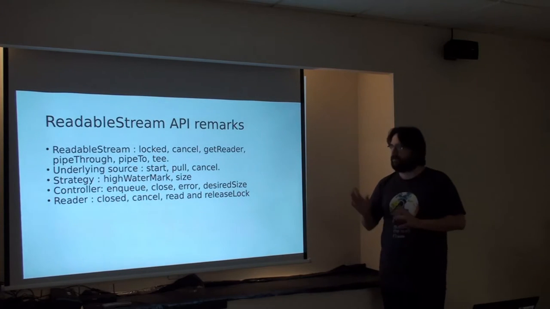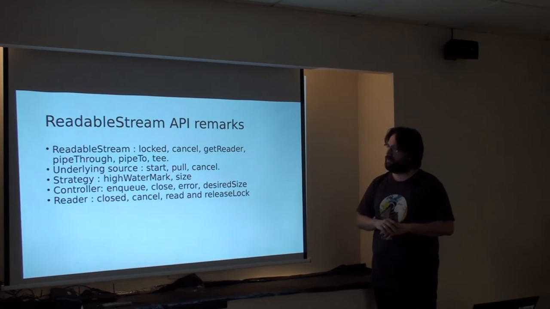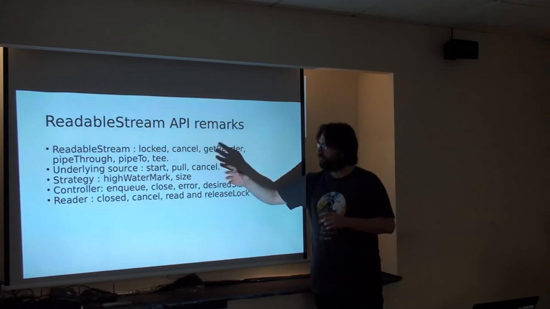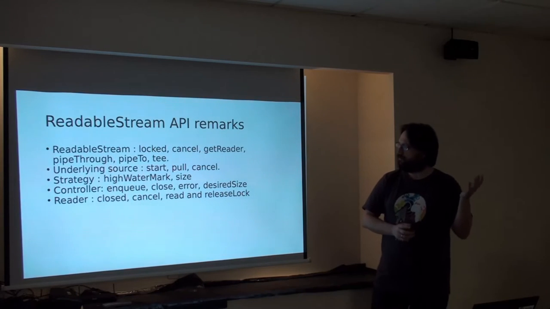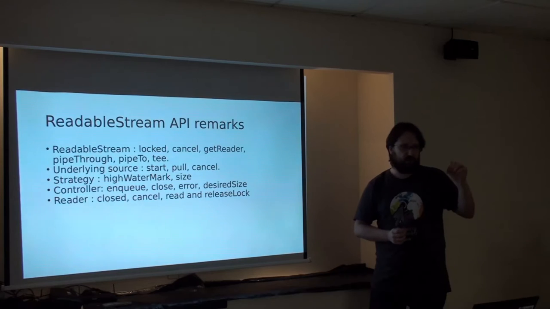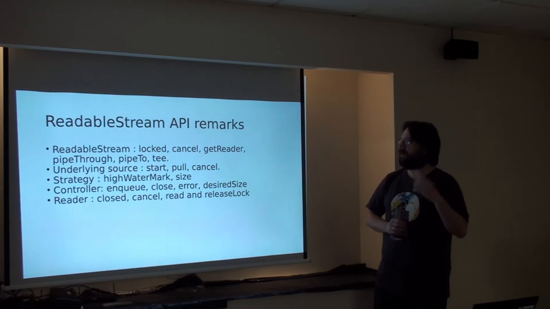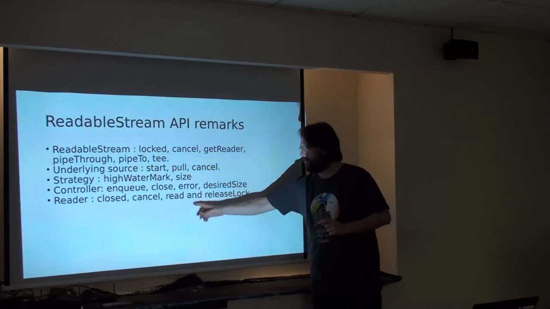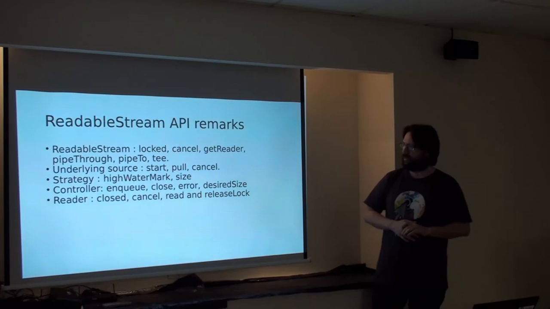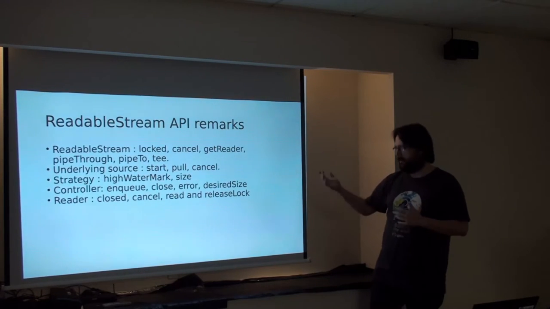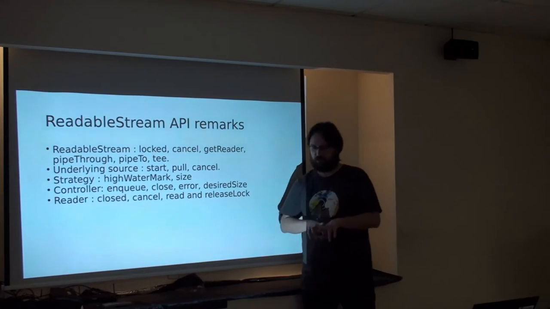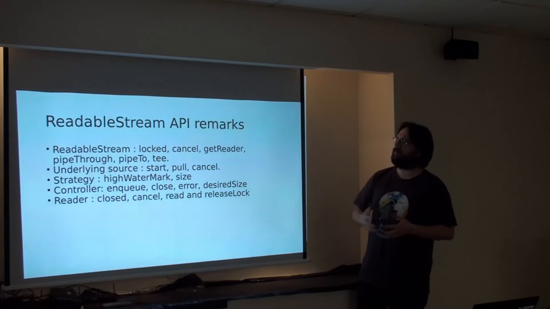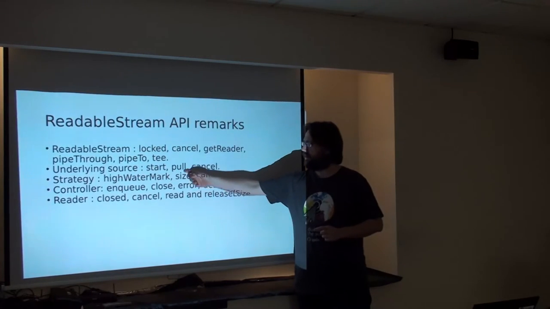So I need to explain a bit about the API of readable stream. A readable stream is an object that has these methods and attributes. You have the locked attribute that tells you if the stream is locked by any reader. You also have cancel, so you can cancel the stream for any reason that you want. You have getReader, which is going to give you an object of this type. And then you also have the pipeThrough and pipeTo methods to pipe data to other streams. And you also have tee to separate the stream into two branches and to use it in two different branches.